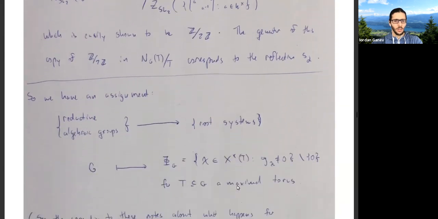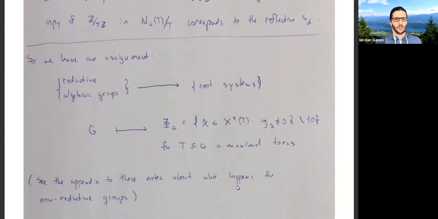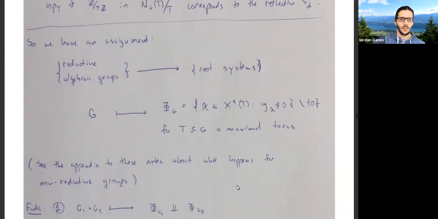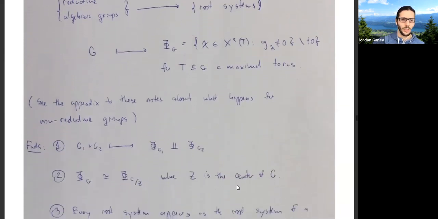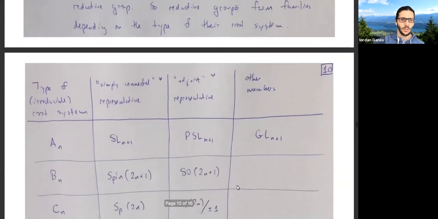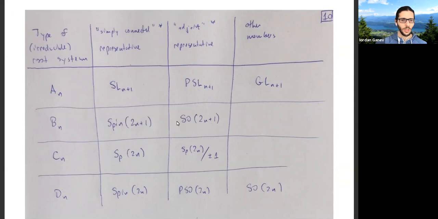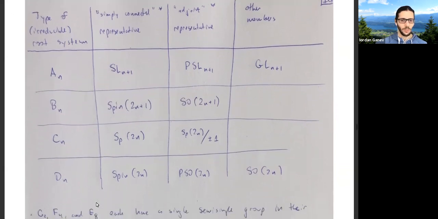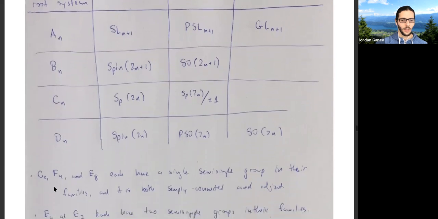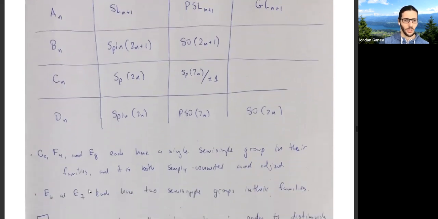Okay, so that theorem gives us a way to associate a root system to any reductive algebraic group. I mentioned the classification of root systems last time, and so we can split up reductive groups into families based on their root system. There's the A_n family with SL_{n+1} and GL_{n+1}, as well as PSL_{n+1}. There's the B_n family, C_n family, D_n family. And then there are the exceptional groups.